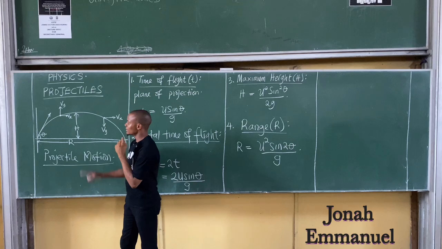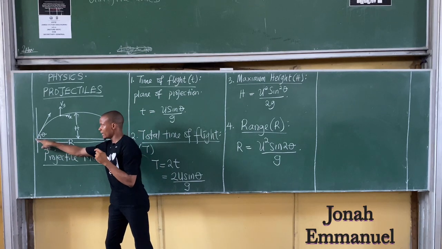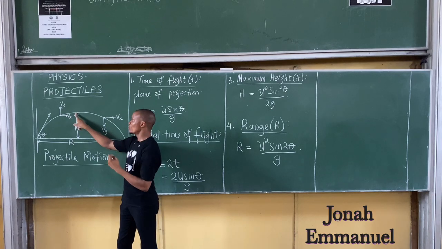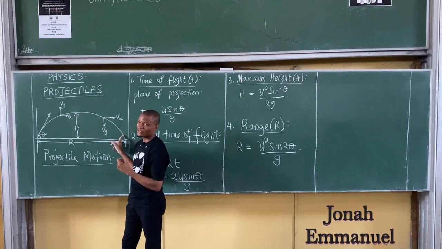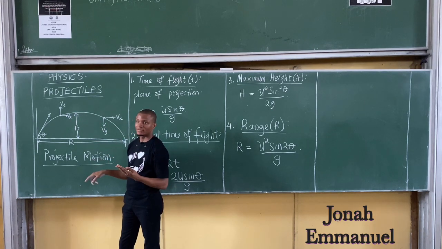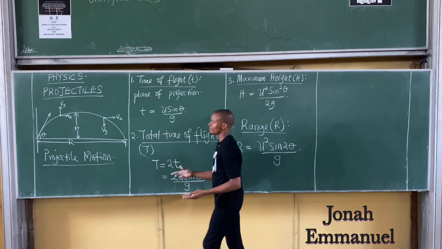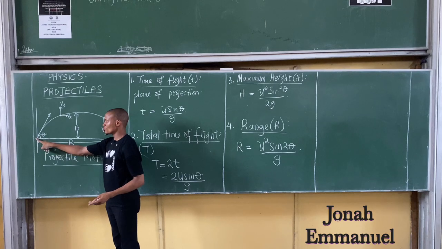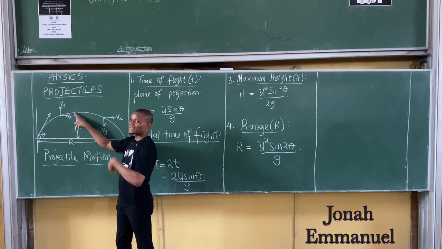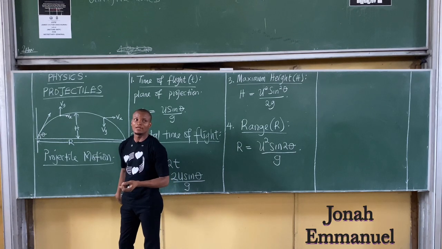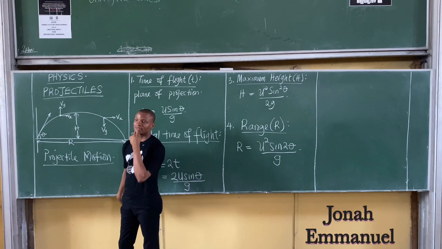it's assumed that the time it takes a body to move from here to your maximum height is the same time it takes a body to move from here to this point. It's an assumption, it's not real. So the concept of saying that total time of flight is 2 times of this, that means if it takes, let's say, 3 seconds to move from here to here, it's not even that 3 seconds to move back, that's just an assumption, it's not too real. Why? There's something called air resistance.